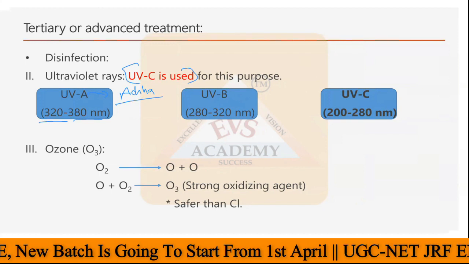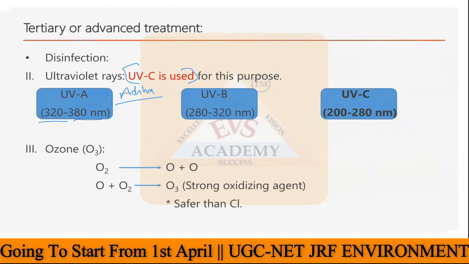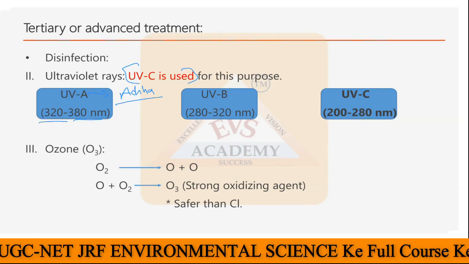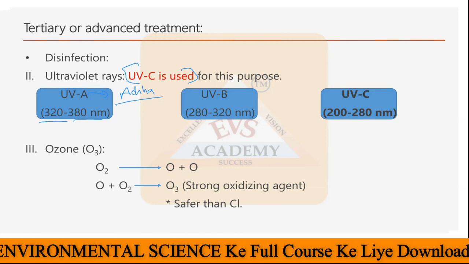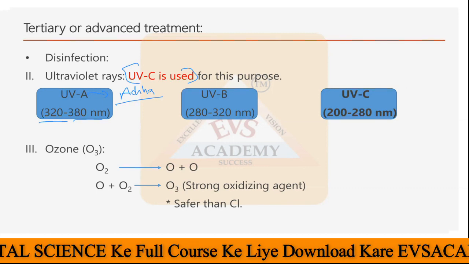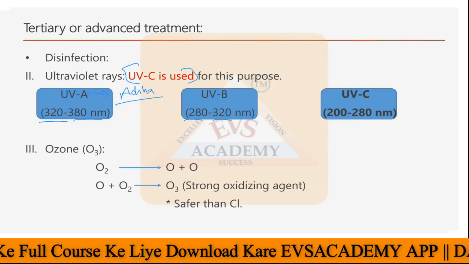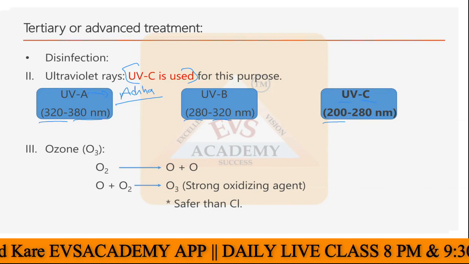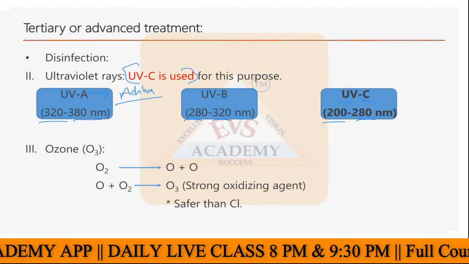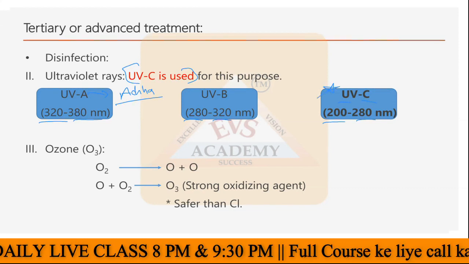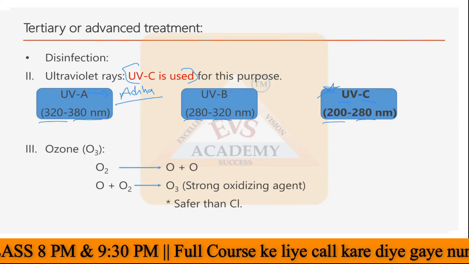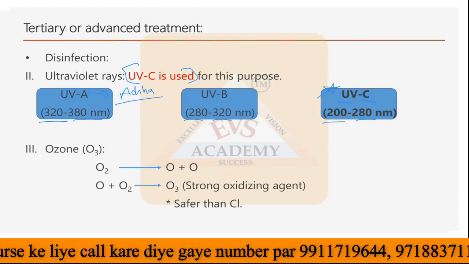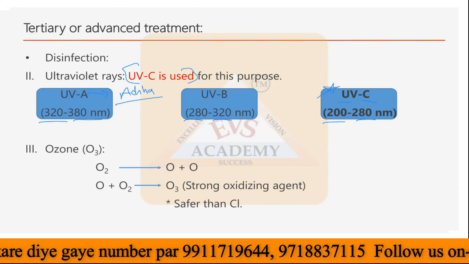UVB comparatively has a lower wavelength and high penetration power, and this can cause diseases like cataract or dermatitis, a skin problem. That is UVB, 280 to 320. And UVC is a very harmful carcinogen, and it will kill the microorganisms as well. So this UVC is used to kill the microorganisms because the wavelength is very low and penetrating power is very high. So that is UVC, 200 to 280 nanometer.